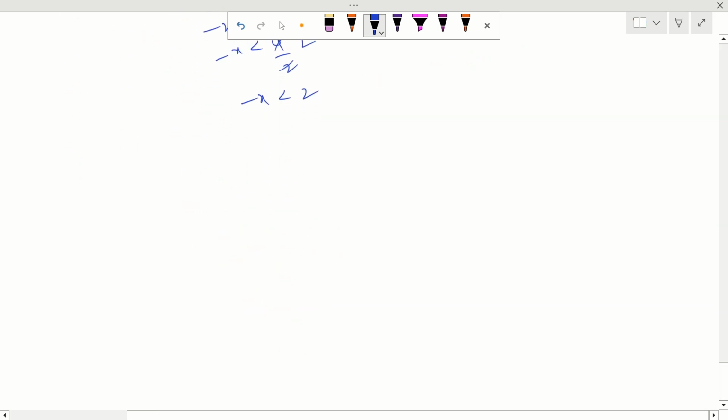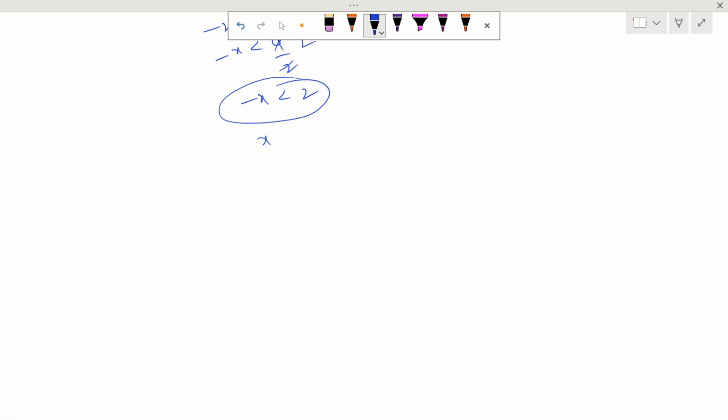If we convert this into a greater than symbol, x will come to this side, it will be greater than -2, right? If we take the minus this side, then the greater symbol will come: x is greater than -2, x is greater than -2.